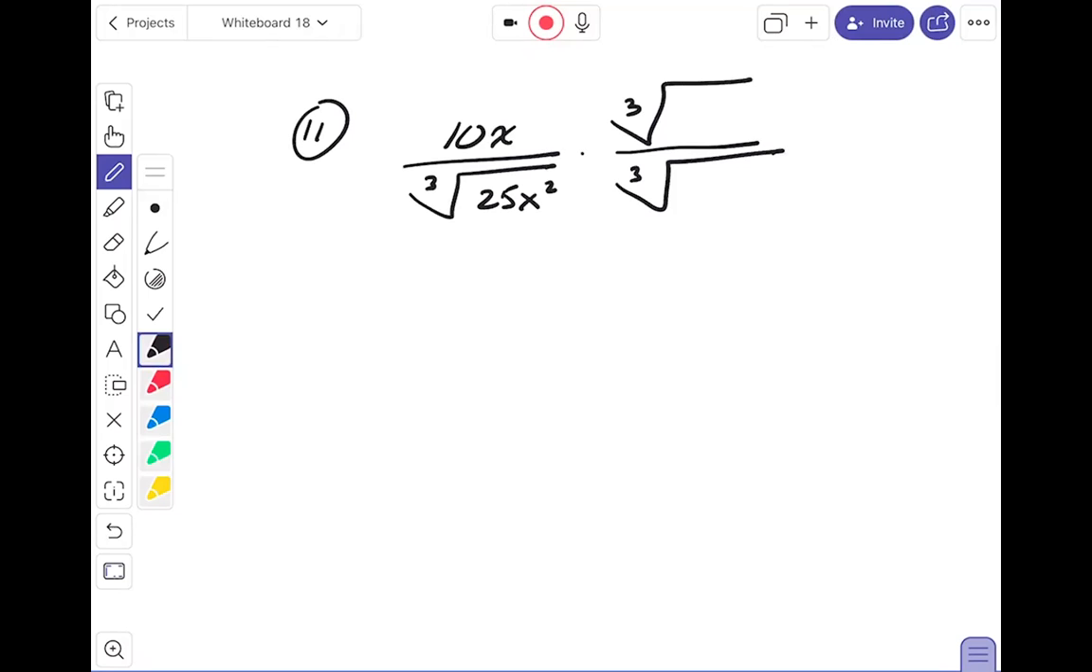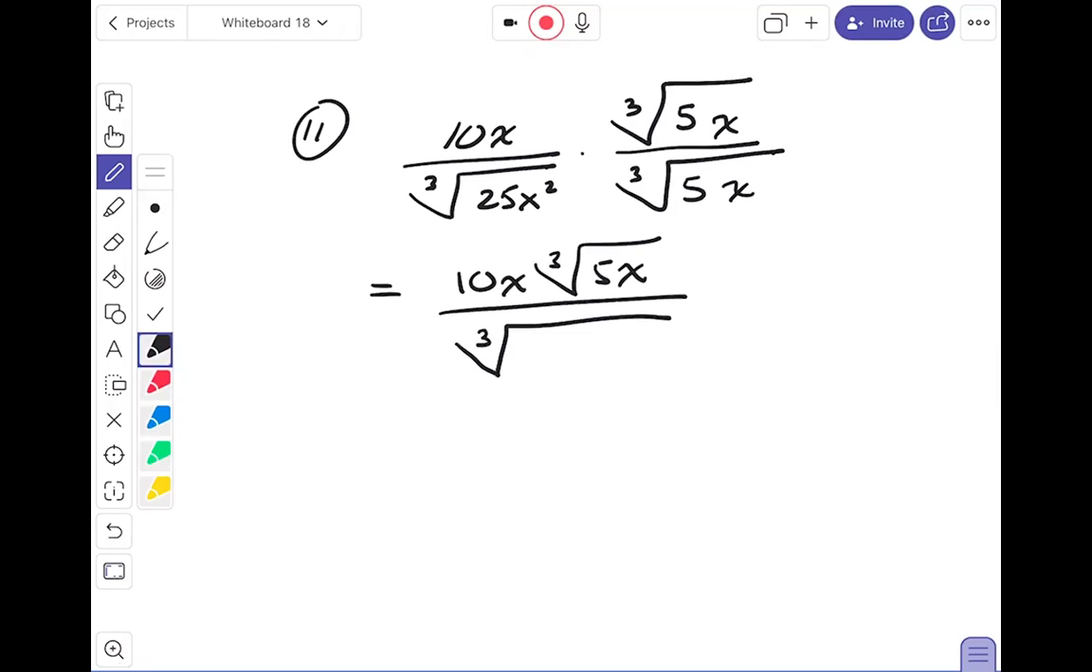What times 25 would make it a perfect cube? 5 would make it 125. Oh, then I've got to do x now, right? Because x times x squared is x cubed. What do you get? 10x cube root of 5x. And on the bottom, what do you get? Cube root of 125x cubed.